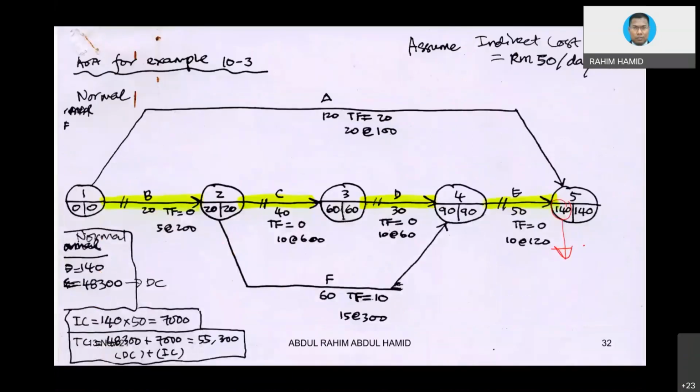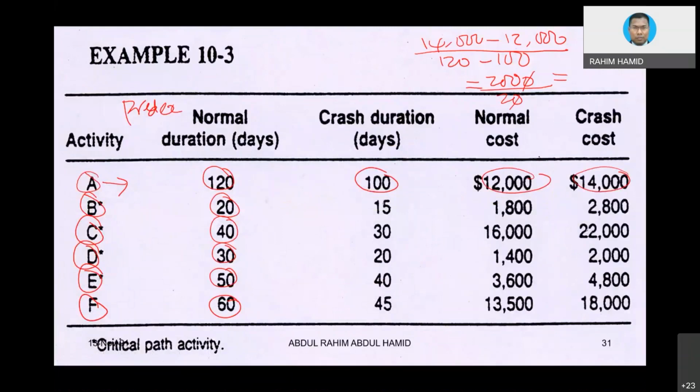A is basically 100. So that is 100, which is equivalent to 100 per day. And then how many days can you crash for A? Well, 120 minus 100, meaning you can crash a maximum of 20 days. So those kinds of data you need, and you put them on your drawing.